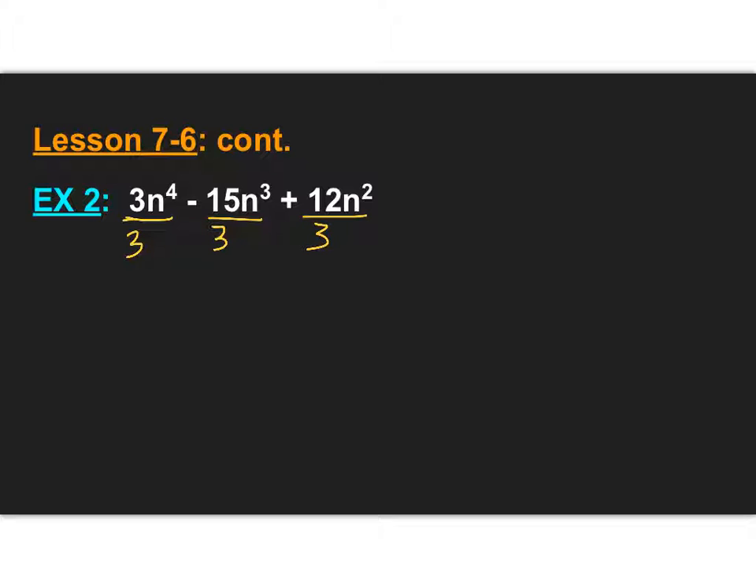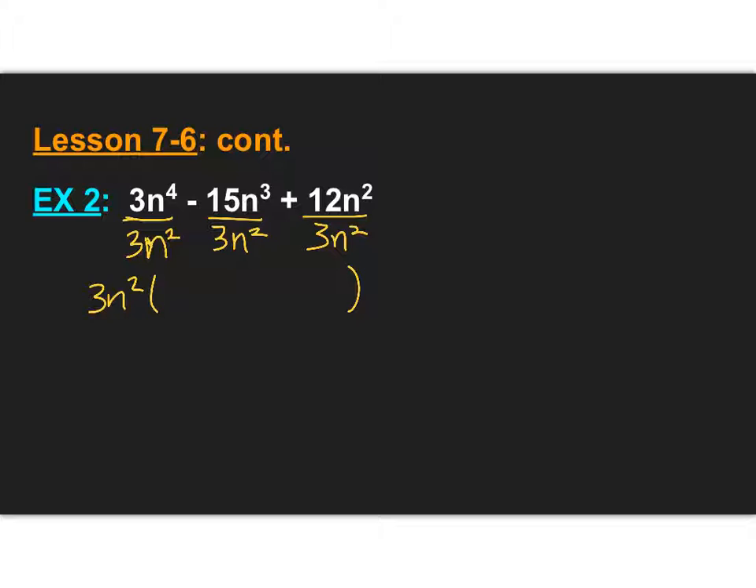Then look at your variables. I've got n to the 4th, n cubed, and n squared. So they all share an n. And the most n's that they share is the smallest amount here, the n squared. Then don't forget to bring that greatest common factor out in front of parentheses and then perform your division.